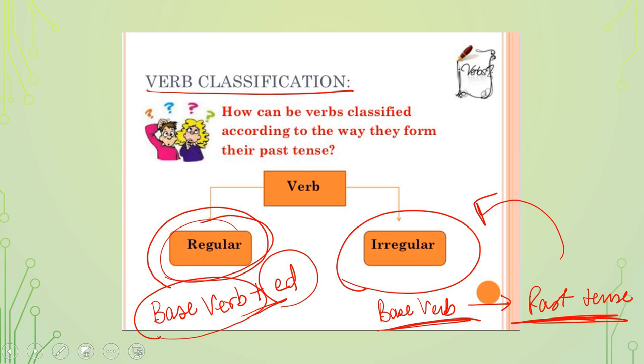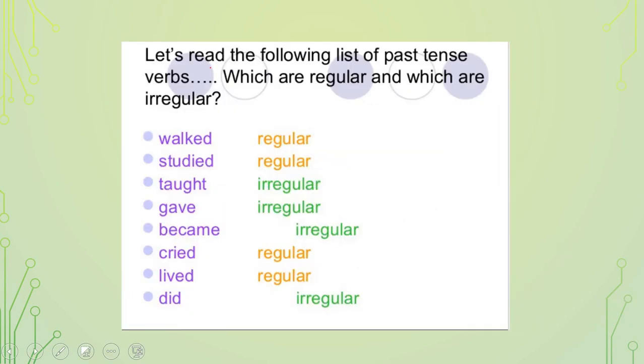Let's see some examples. Let's read the following list of past tense verbs and tell which are regular and which are irregular. You have to tell me. See, walked. The original word is walk and we have added ed. So when you add ed and you are done with making the past tense, it is a regular verb. A simple rule has been followed.